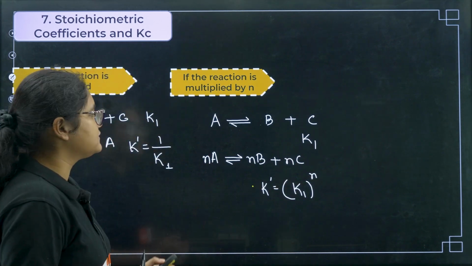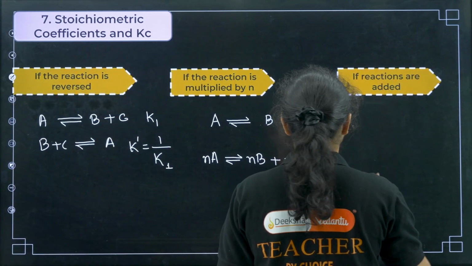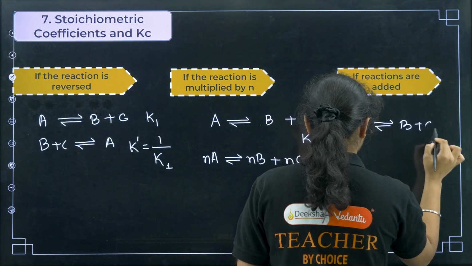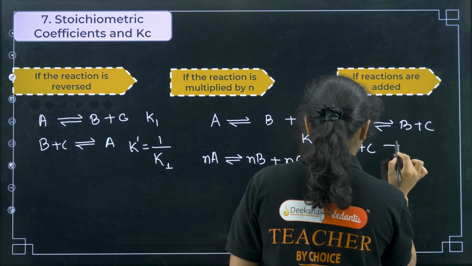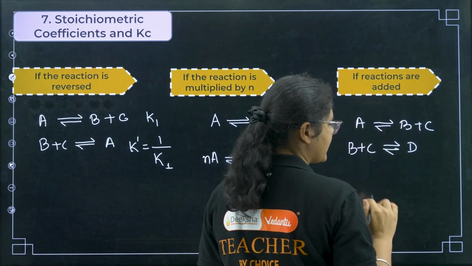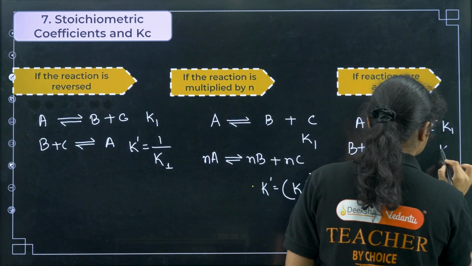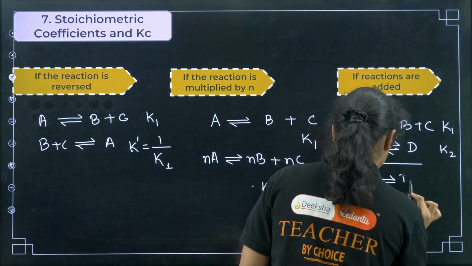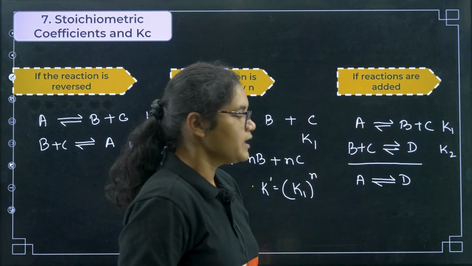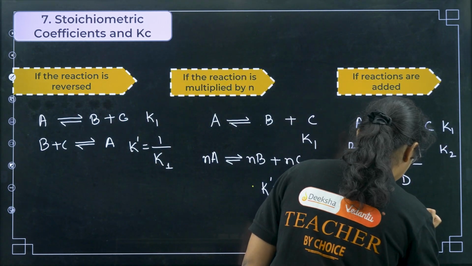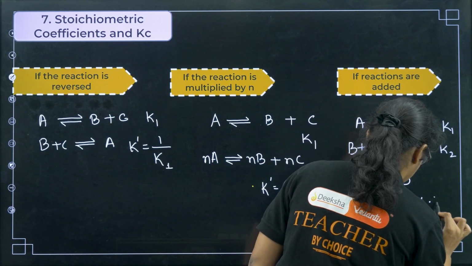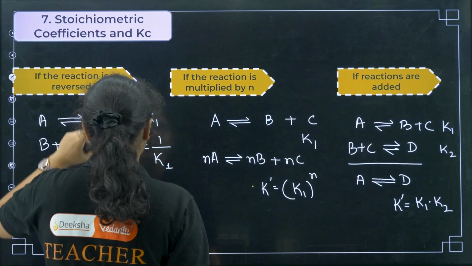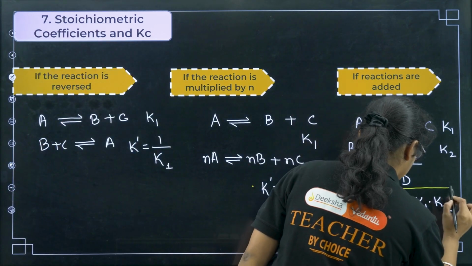And the next one is if reactions are added. So suppose I have a reaction, A is giving you B plus C, and B plus C is giving you D. These are two reactions. This value is K1 and this value is K2. Now I have added these two reactions to give A giving you D. In this case, if two reactions are added, the K dash value will be K1 into K2. This is also very important. When two reactions are added, their K values are multiplied.